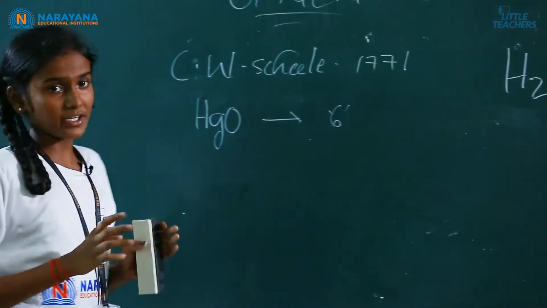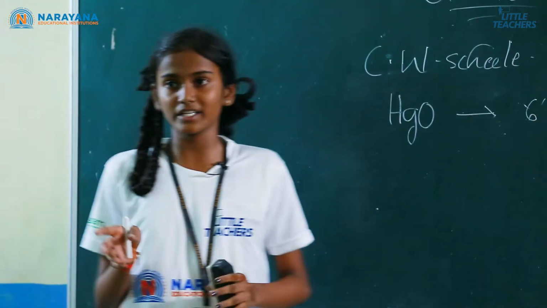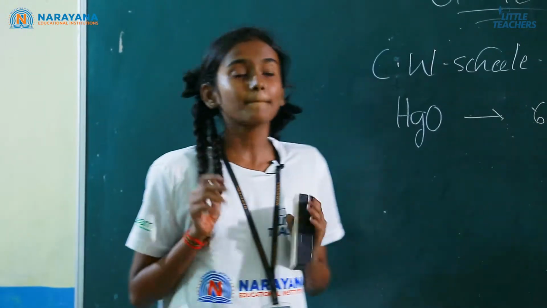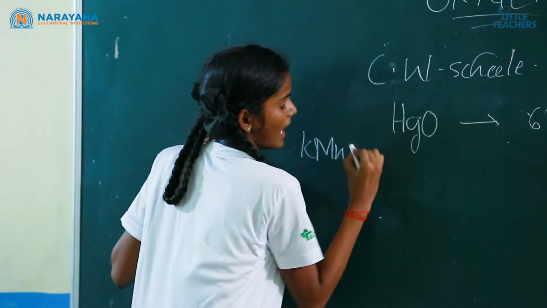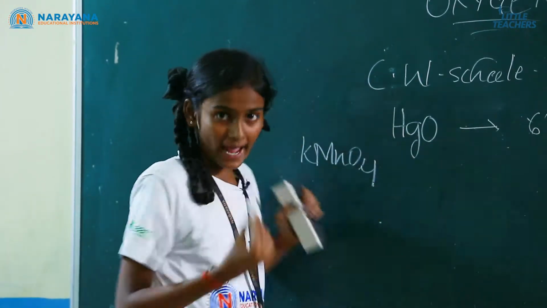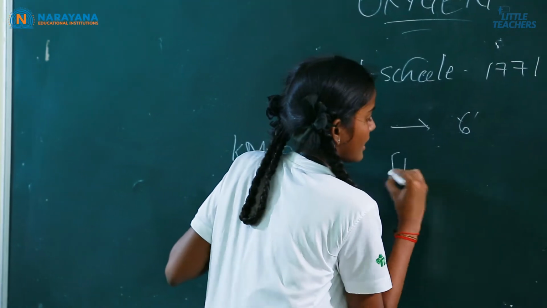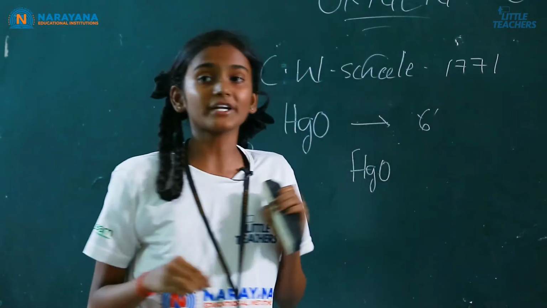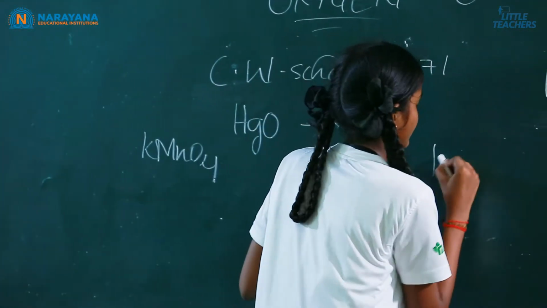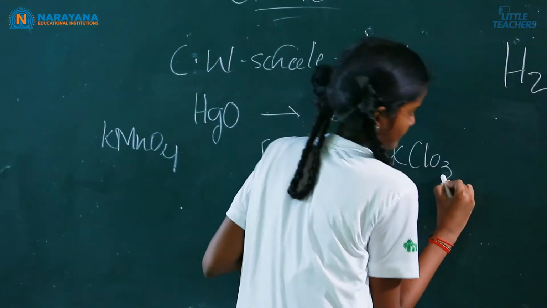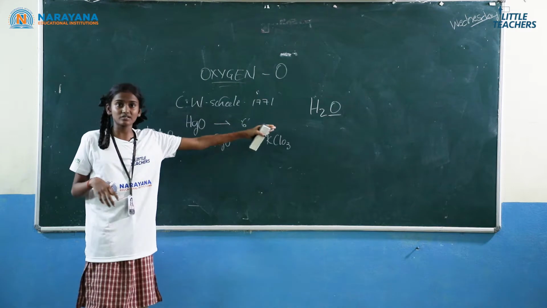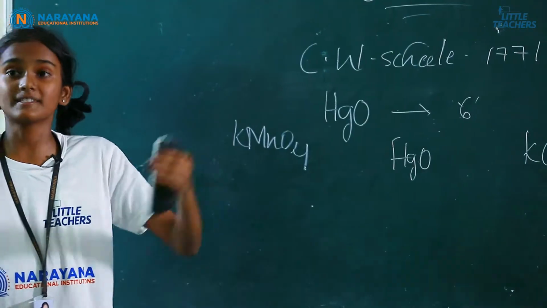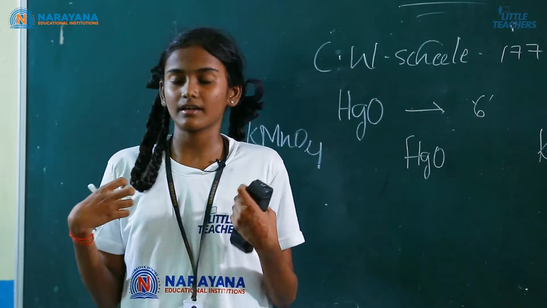Now, I am going to tell you about the compounds in which oxygen is present. That is potassium permanganate, that is KMnO4, and mercuric oxide, that is HgO, and potassium chlorate, that is KClO3.